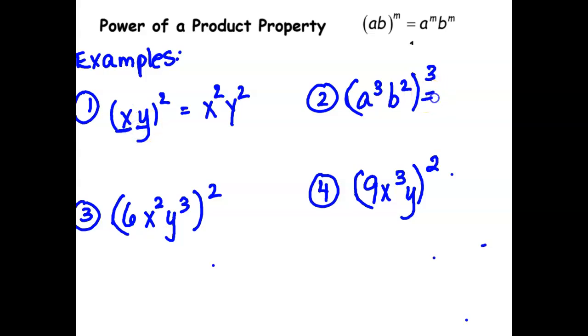All right, our second example: if we take our first factor, which is a to the 3rd, and we raise it to the 3rd power, we're going to use the power of a power property, and we get a to the 9th.